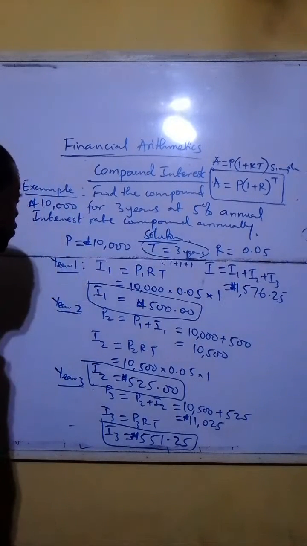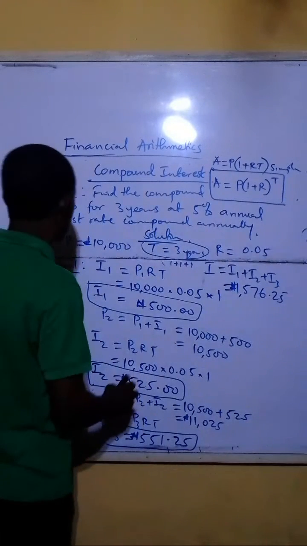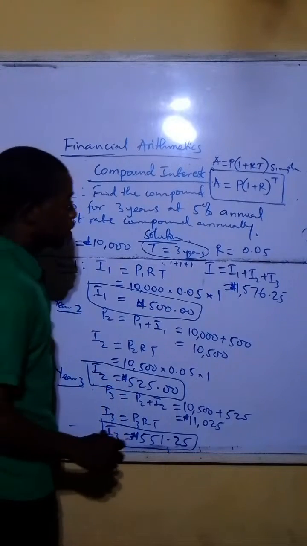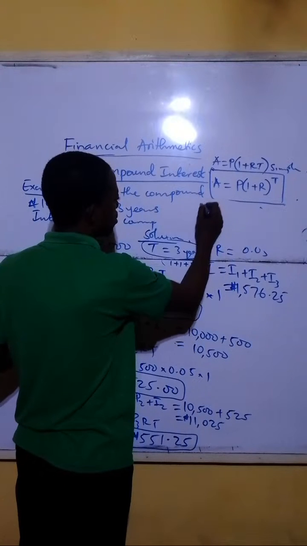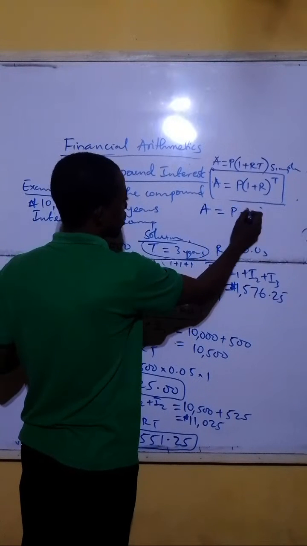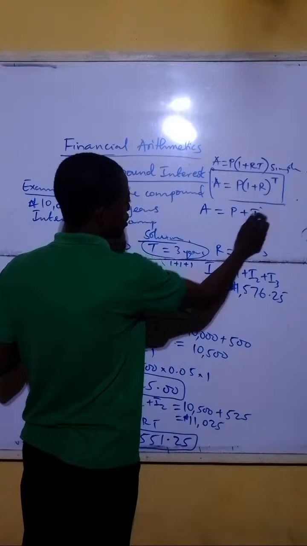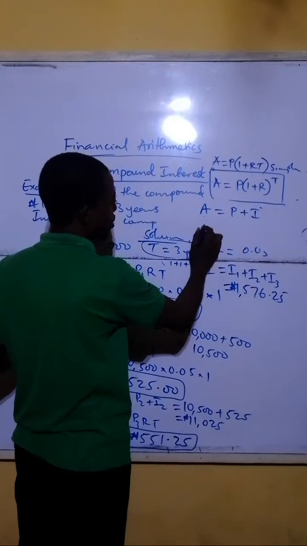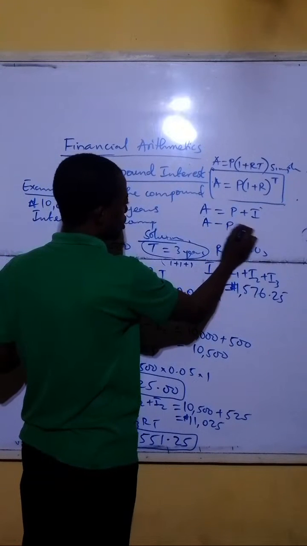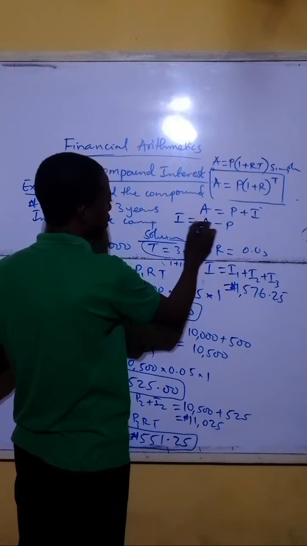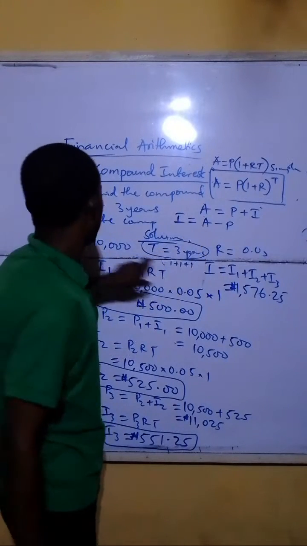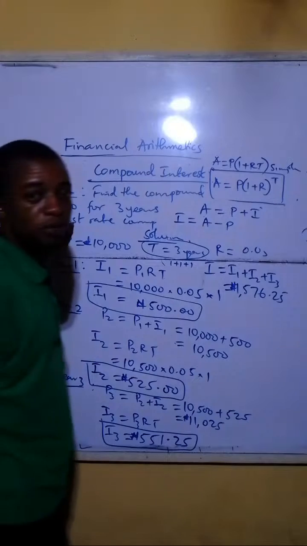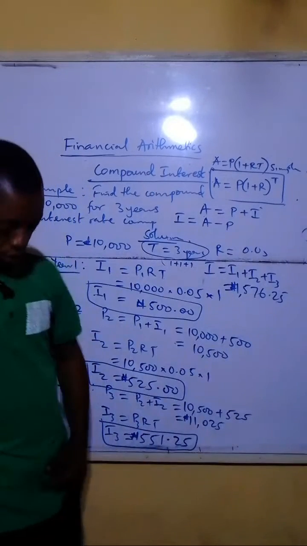Once we get the amount, since amount equals P plus I, we can get the interest by taking P and saying A minus P will be equal to the interest. So the compound interest I can be the amount that we get minus the initial principal, which is 10,000. So we are still going to have the same thing there.